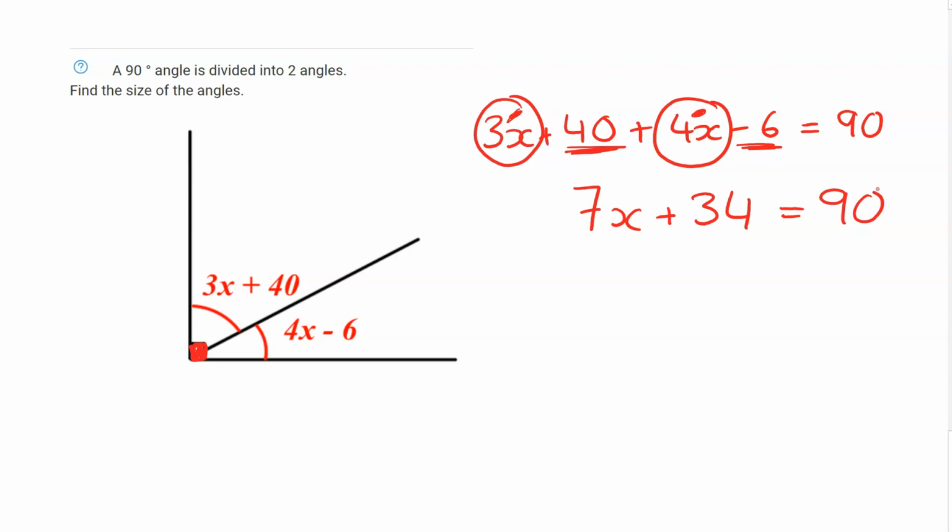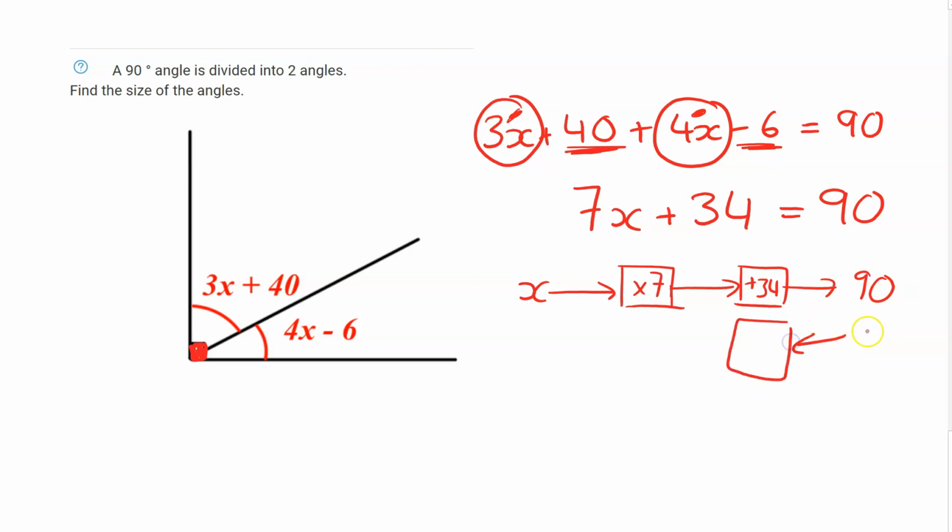So this is saying I've got a number, I times it by 7, then I add 34, and I get the answer 90. So we need to start at the other end and come backwards. So 90, take away 34, then divide it by 7.